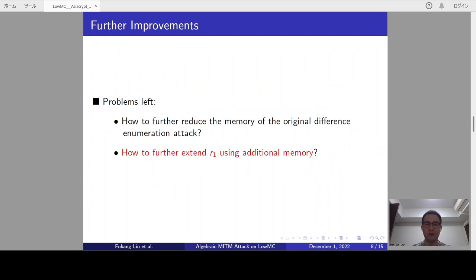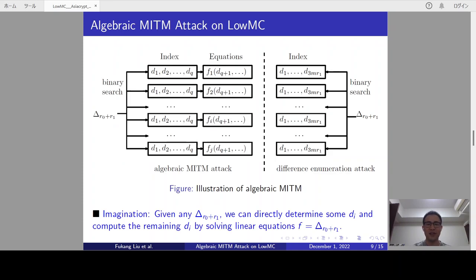So there are some problems left. First, how to further reduce the memory complexity of the original difference enumeration attack. And second, how to further extend R1 by using additional memory based on the techniques proposed at Crypto 2021. Motivated by the two problems, we propose the algebraic meet-in-the-middle attack.